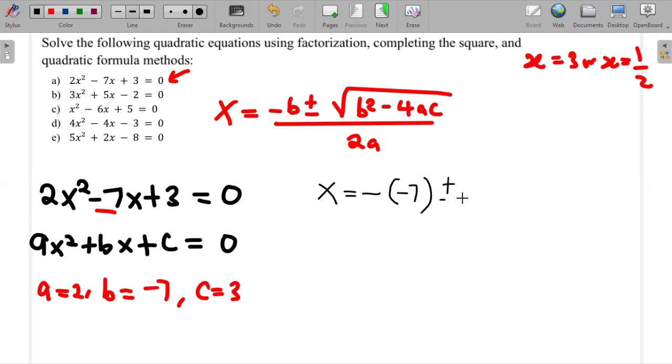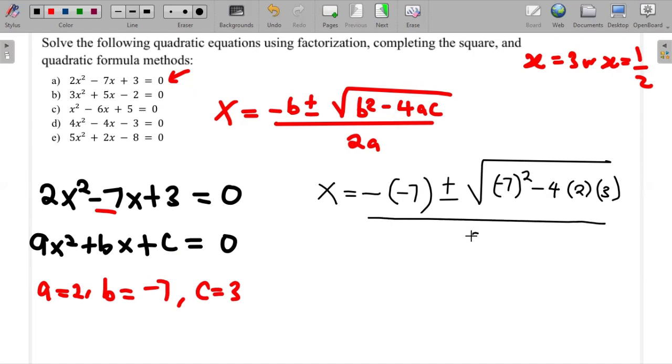And then you say plus or minus the root of b squared. So that would be -7 squared, minus 4, and then I multiply by a. A is 2. And then c is 3. Okay, so that's what I have. And then I divide throughout by 2 multiplied by a.